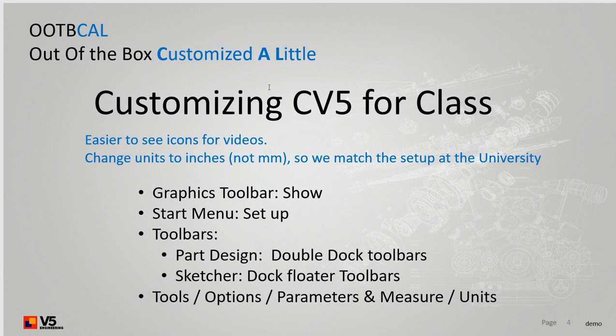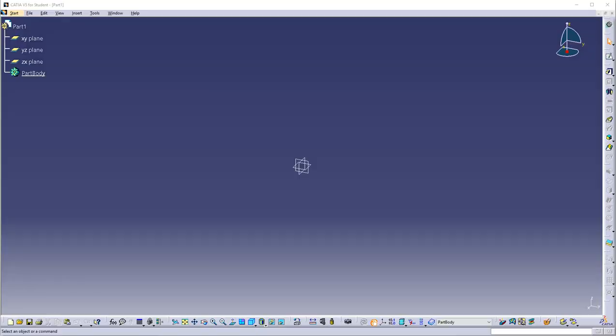So there are 4 basic areas. One is we're going to show the graphics toolbar. We use this a lot in the classroom. Second, we're going to customize the start menu. And then we're going to take a look at some toolbar customizations, both in the part design workbench and in the sketcher workbench. And finally, we'll look at, in the tools options, how to change those units to inches from millimeters. Okay, let's take a look at a little demo here now.